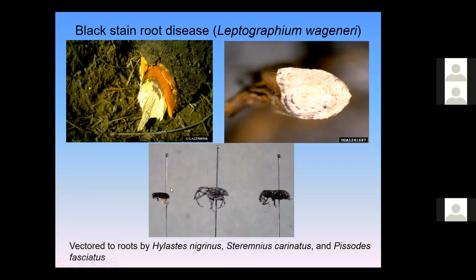And it's vectored, or moved from tree to tree, by these root-feeding beetles. So here's a little tiny bark beetle, the size of a grain of rice, and a couple of weevils with their big long noses, that live underground and feed on roots, and whether intentionally or not, spread this fungus around between Douglas fir.